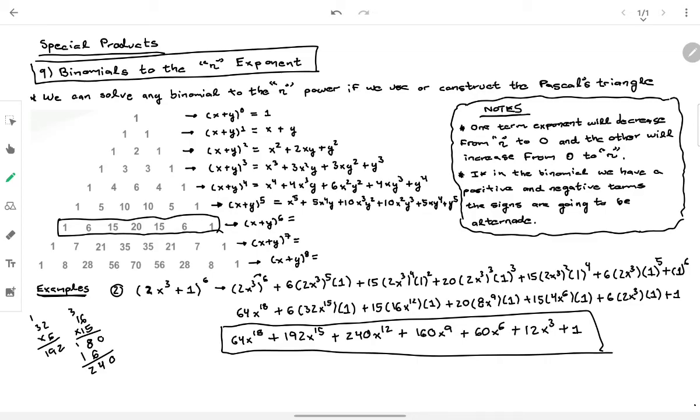So it's not difficult, it's only applying the specific rule for doing binomials to the n power. So we can do any binomial to the n power using Pascal's triangle and only checking that the exponent of one letter will increase from 0 to n, the other one will decrease from n to 0. So now you are able to do the specific task of binomials to the n exponent.